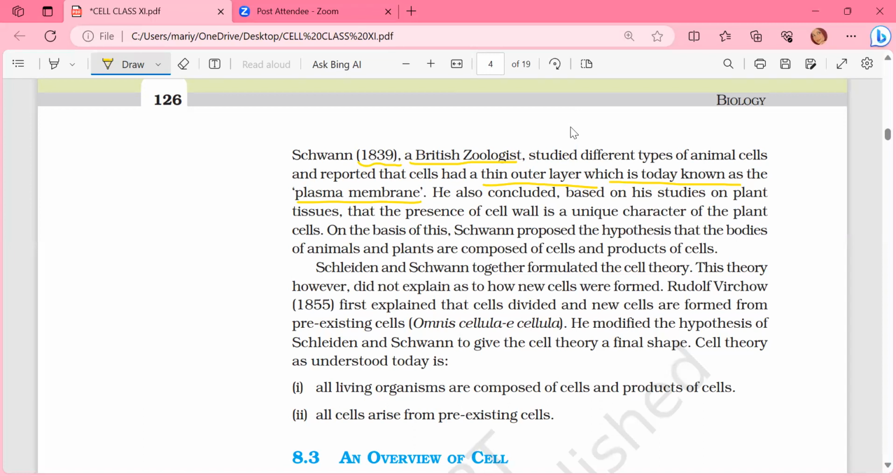So then came another scientist whose name was Rudolf Virchow, and in the year 1855, he explained that the cells that are newly formed came from pre-existing cells, meaning the cells that already existed gave rise to the new cells. And this phenomenon, wherein new cells are formed from pre-existing cells, is known as omnis cellula e cellula. Okay. So finally, this gave a final shape to the cell theory.